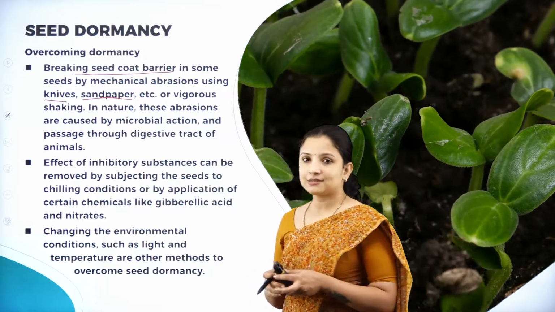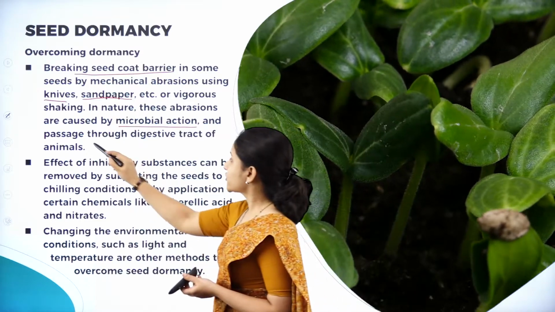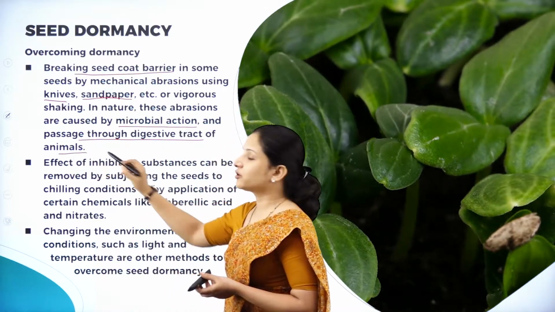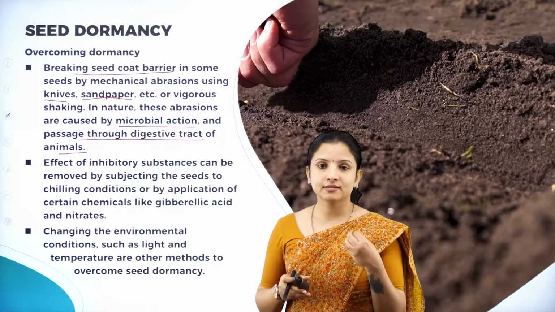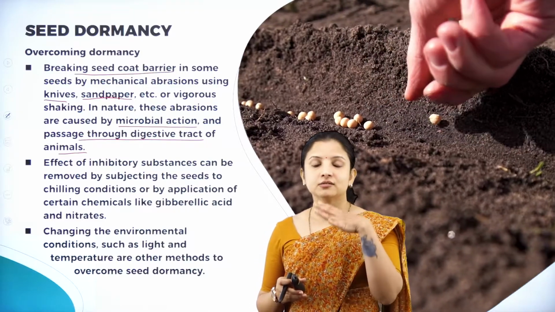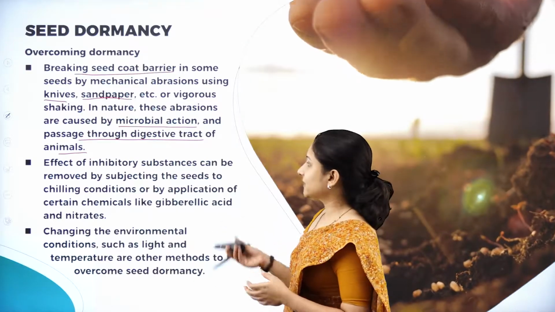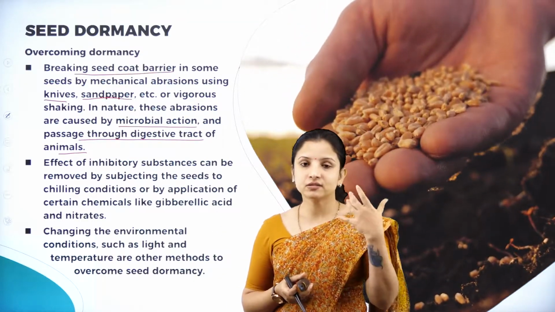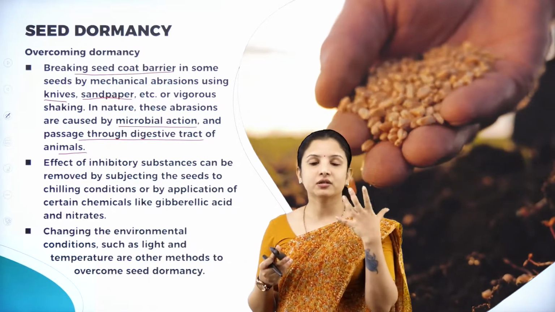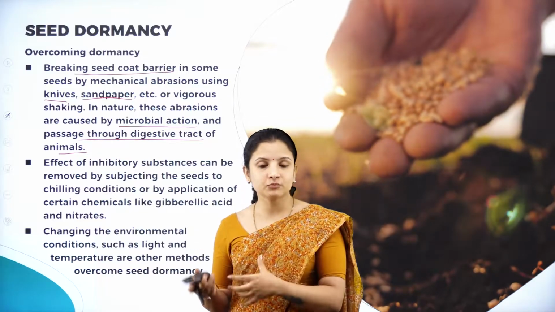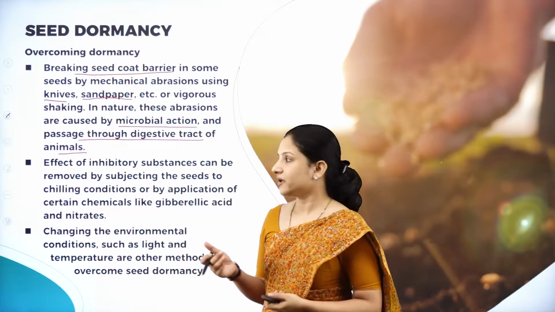And in nature, these abrasions are caused by microbial action and also by passage through the digestive tracts of various animals, because I told you microbes also have the ability to decay the seeds, right? When the seed coat starts decaying, it will promote the germination of the seed. Just like that, the digestive tract of some animals is such that it can dissolve the seed coat of that particular seed. Once the seed comes out of the animal through the dung, wherever the seeds fall, they can germinate very easily.